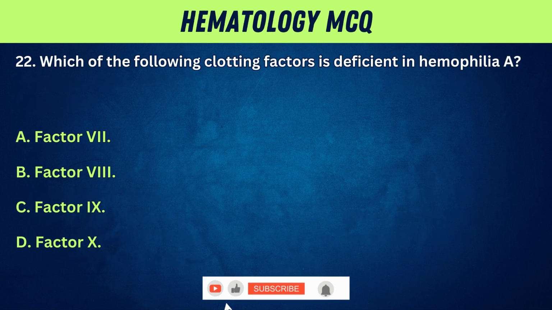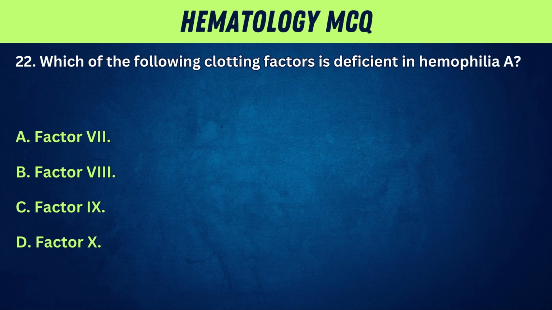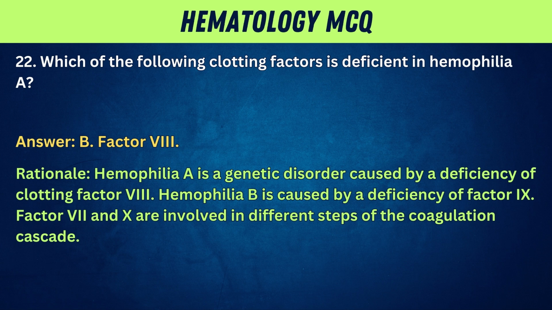22. Which of the following clotting factors is deficient in hemophilia A? A. Factor 7. B. Factor 8. C. Factor 9. D. Factor X. Answer: B. Factor 8. Rationale: hemophilia A is a genetic disorder caused by a deficiency of clotting factor 8. Hemophilia B is caused by a deficiency of factor 9. Factor 7 and X are involved in different steps of the coagulation cascade.